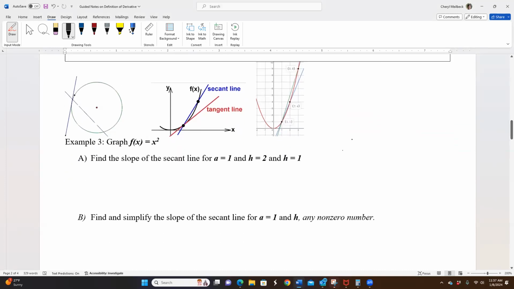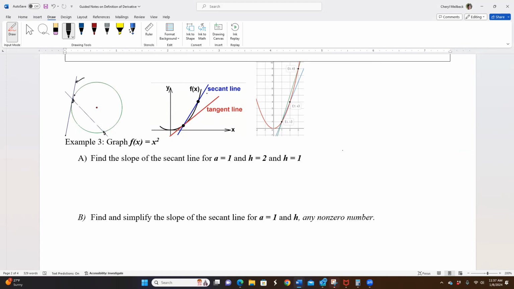When we talk about them, we talk about the difference between a secant line and a tangent line. If you had geometry years ago, you may have known that a secant line was a line that cuts through the circle twice. There were 2 points of intersection, whereas the tangent line was a line that just skimmed the circle and touched it in one point.